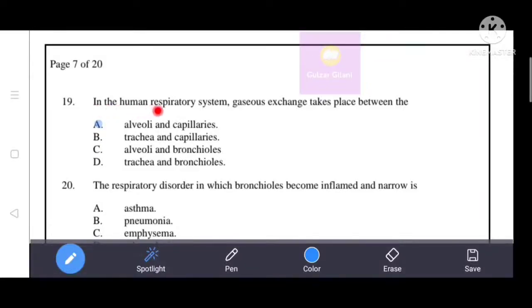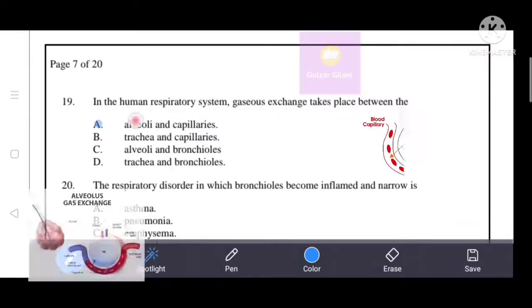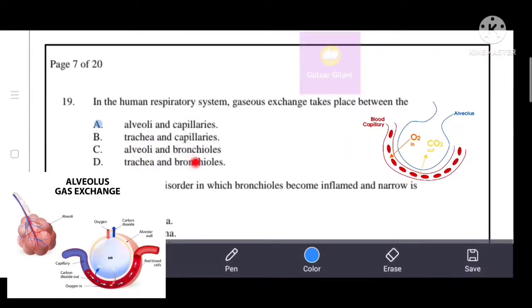In the human respiratory system, gaseous exchange takes place between, of the given options, the correct answer is option A, that is alveoli and capillaries. Means option A, alveoli and capillaries, is the correct answer. In the human respiratory system, gaseous exchange takes place between the alveoli and capillaries.